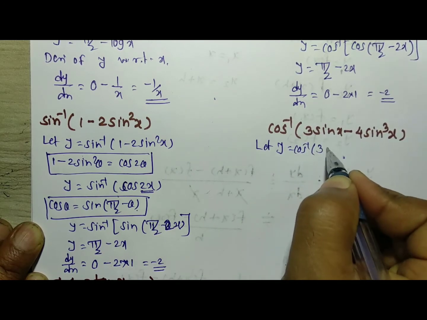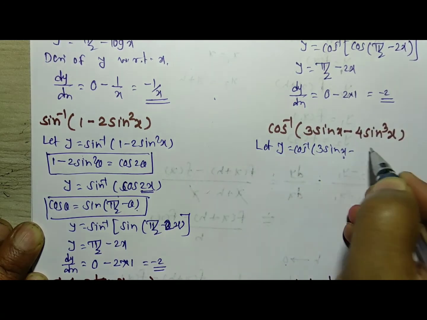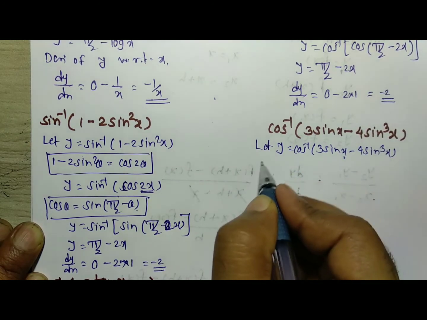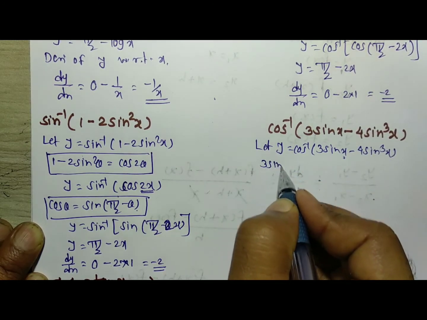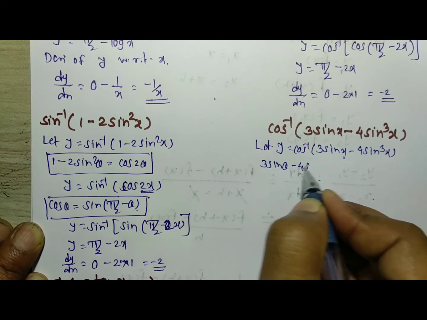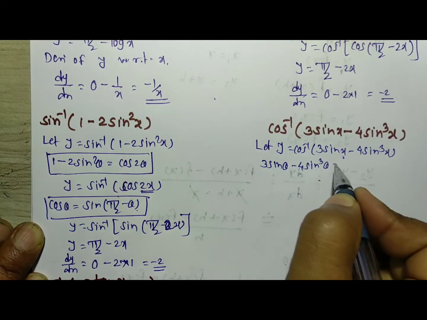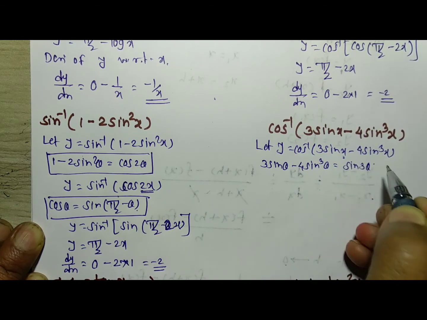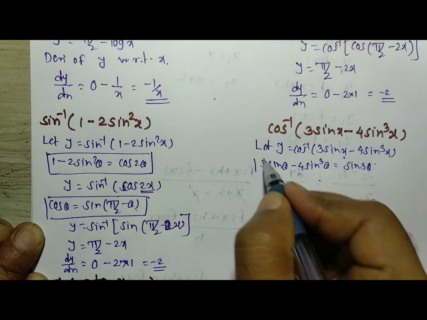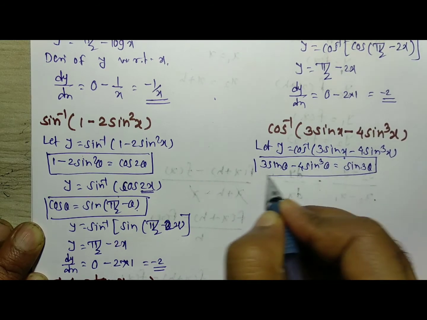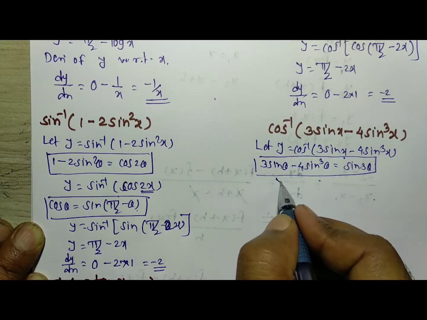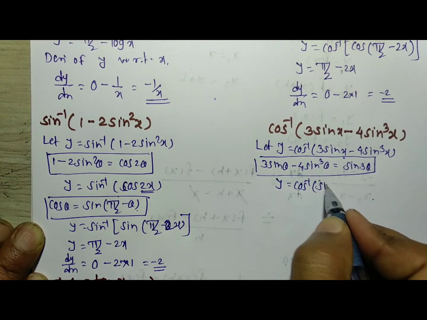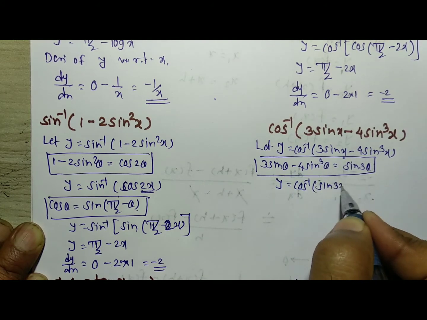Similarly, you will get the consideration of this one. Let y is equal to cos inverse, inside the bracket 3 sin x minus 4 sine cube x. We know that 3 sine theta minus 4 sine cube theta is equal to sine 3 theta. By using this formula inside this one, you will get y is equal to cos inverse of sine 3x.